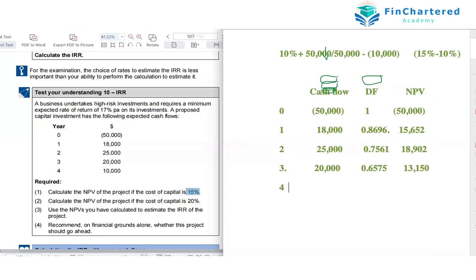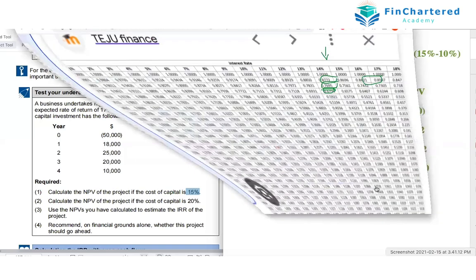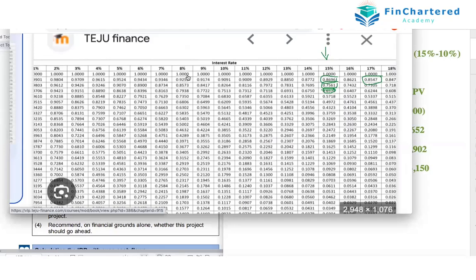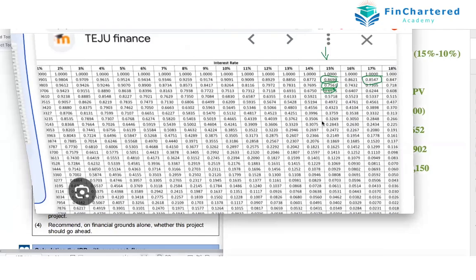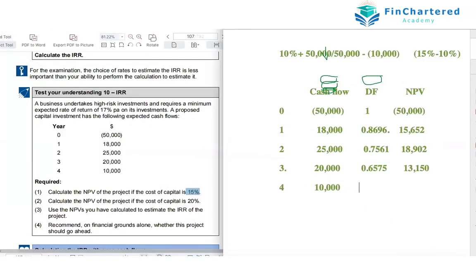Same way, fourth year, 10,000 into, again, what is the discount factor? 0.5718. So 10,000 into 0.5718 will be 5,780.